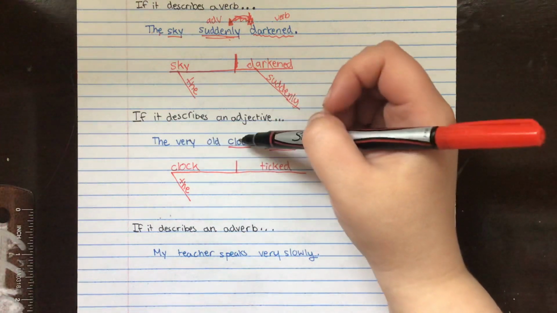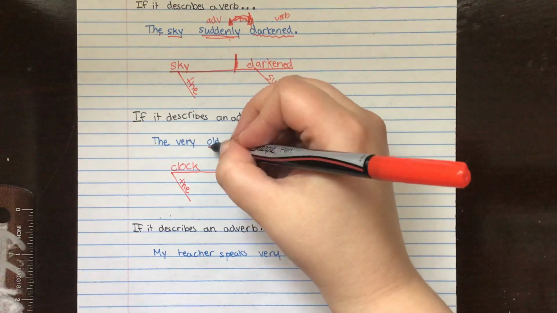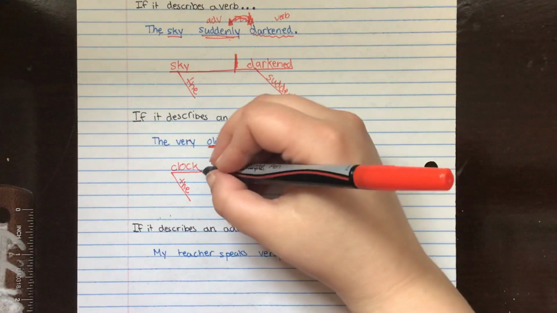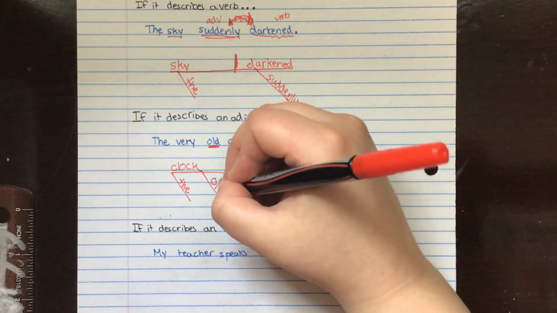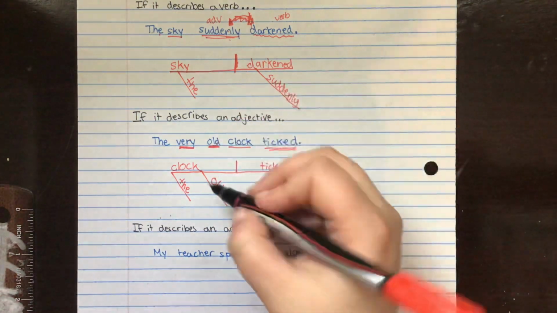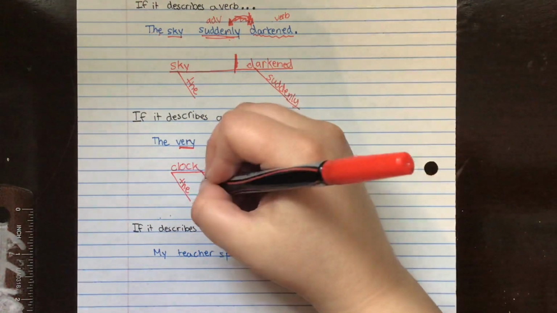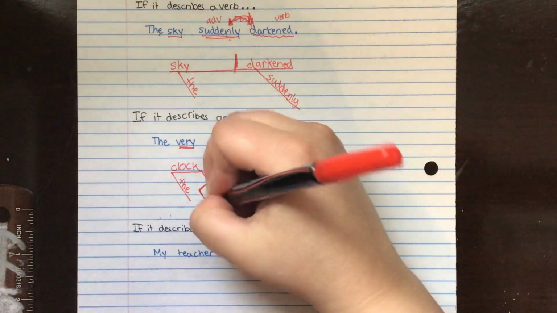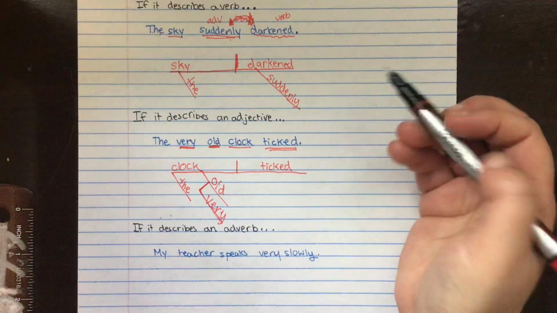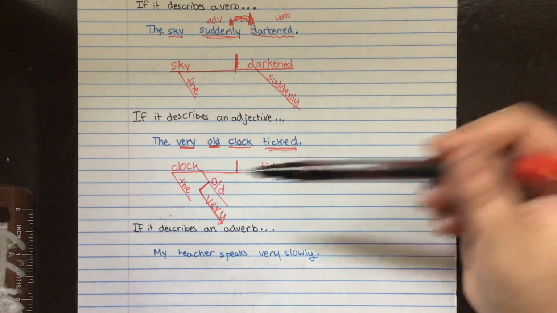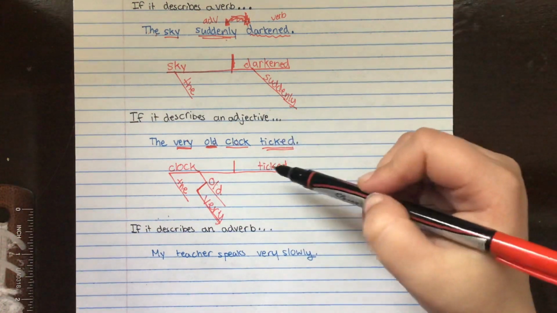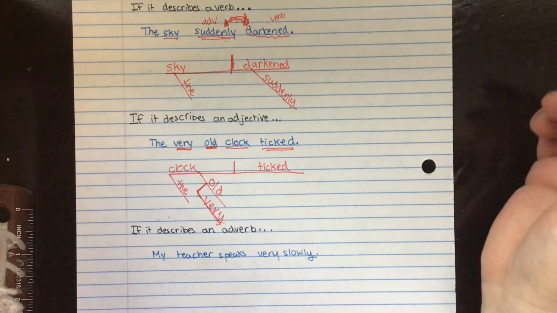Very doesn't describe the clock, it describes old. Now what's old describing? Old is describing the clock. So because old describes the clock, we're going to put old as a line coming out from the clock. And because very describes old, we're going to create a little sprout. So we draw a little line down and a little line over. And we put very on this line because very describes old and old describes clock. So it's starting to look a little bit like a tree or a vine or even some roots coming off. The idea is the word comes off of the word that it describes.